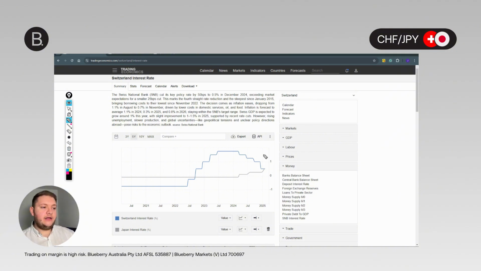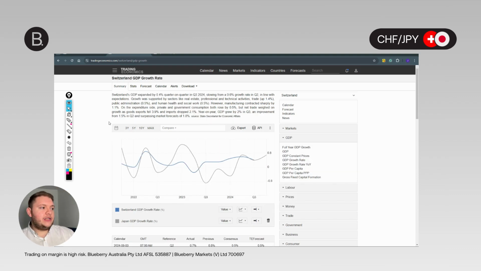On the other side, in Japan, we're seeing them hiking interest rates. Why? Because inflation is climbing because of recent wage growth in Japan. So they're forecast to hike further this year. If we go over to the GDP growth rate as well, we can see that Japan, the grey line, has been tracking to the upside. GDP has been climbing. We can also see that in Switzerland it's been climbing as well, but not at a rate that is relative to what's happening in Japan.